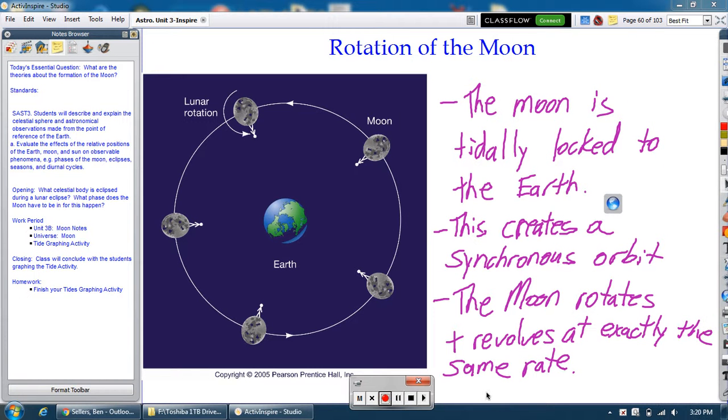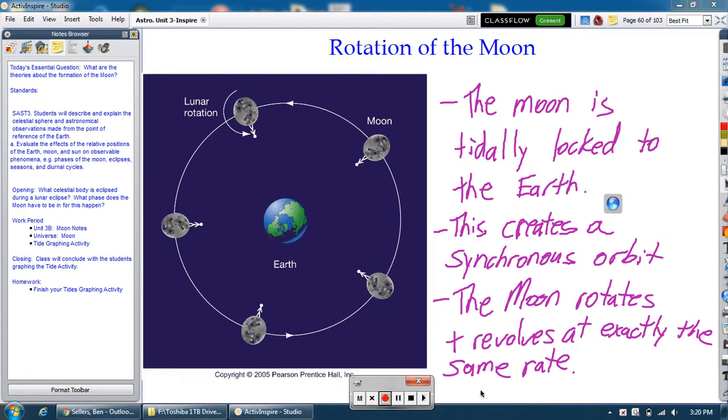Now the Moon has another interesting fact to it. It's what we call tidally locked to the Earth in a gravitational way. And as a result of this, it rotates and revolves at exactly the same rate, making it a synchronous orbit. So it does rotate every 29.5 days, but it also revolves at that same rate.